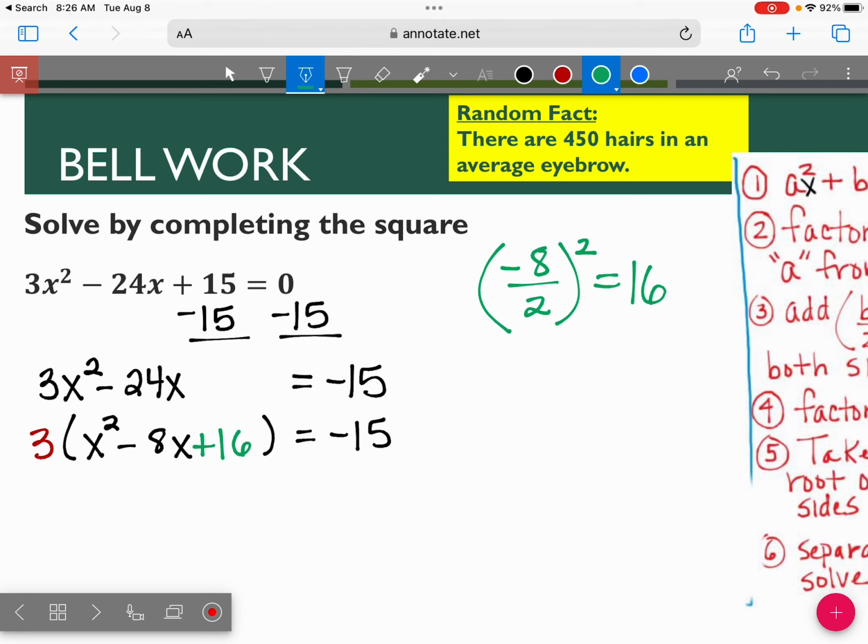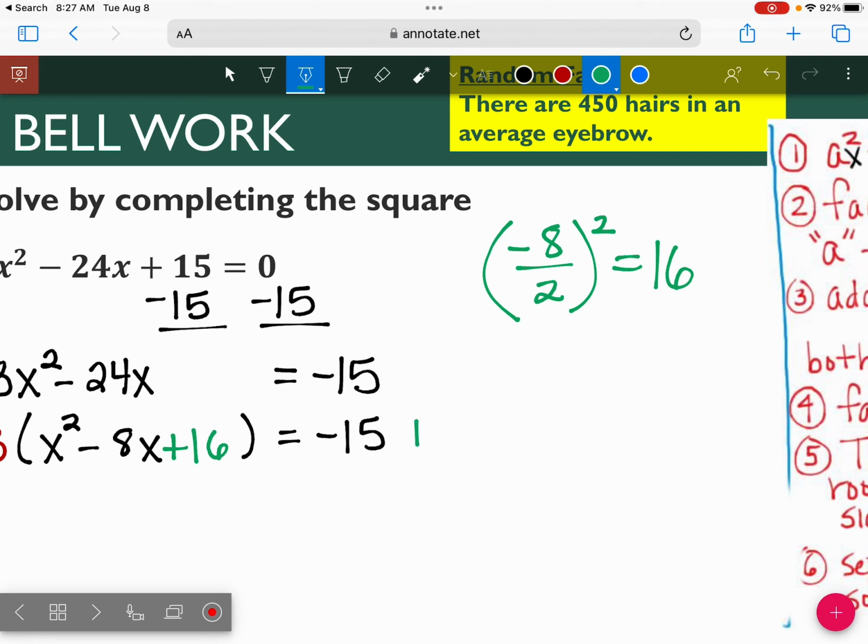Now this is not balanced, because I just added something that was not already there. But what number did I add? I didn't just add 16, because remember, everything inside of this parentheses is really multiplied by 3. So what I really added to create my perfect square was 3 times 16. So to this negative 15, to keep it balanced, I'm going to add 3 times 16.